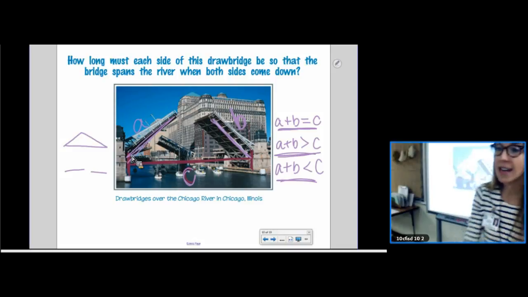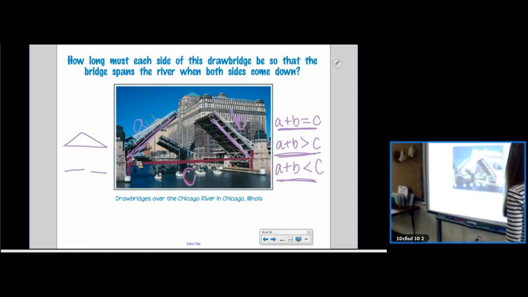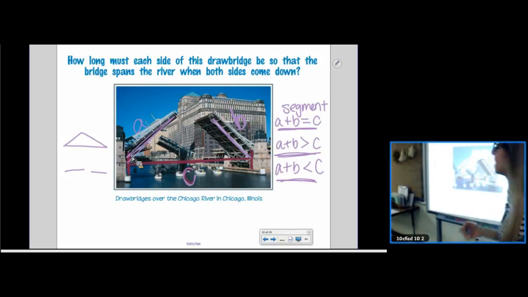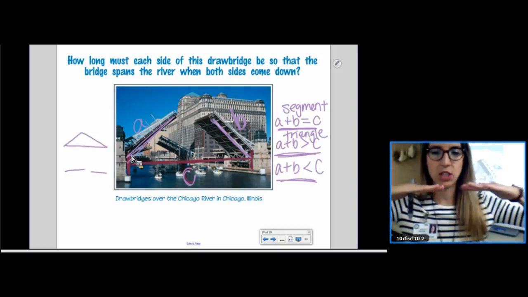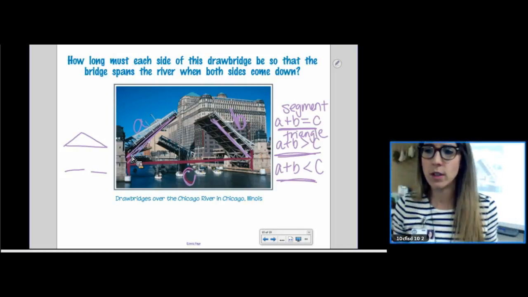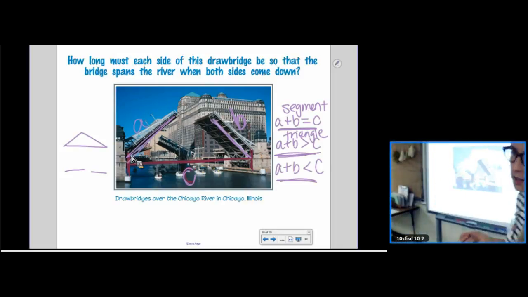Nope, the first one created a segment, because we wanted our bridge to be a flat, nice road, a segment. The second one created a triangle. And the third one really created nothing. It was just two sides that wouldn't even touch each other, so it wouldn't really create anything of use to us.